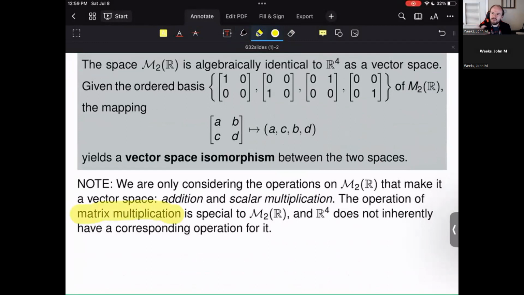But that is not what we mean when we say there's a vector space isomorphism. That is actually extra structure that does not make it a vector space. That makes it something more than a vector space. So we're only considering the operations that keep it a vector space, namely addition and scalar multiplication. R4 does not inherently have a matrix multiplication on it. It's 4 by 1 vectors. So there's no way to multiply two of those vectors together, at least in a way that would make sense to us in the context of R4. So we're only considering these to be algebraically identical in the sense that these are vector spaces, namely that they have an addition and a scalar multiplication on them, not a vector multiplication.